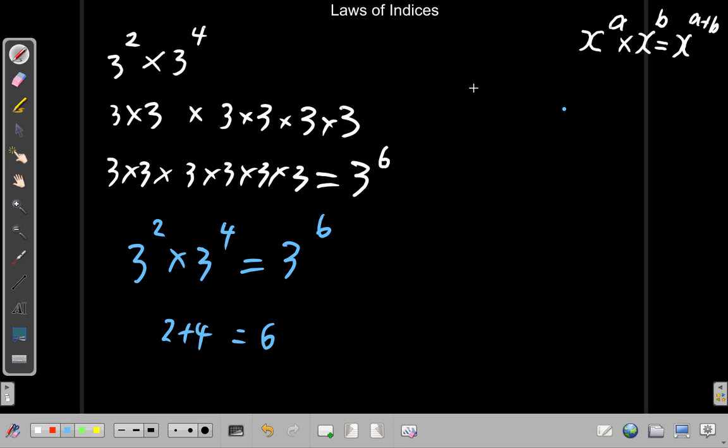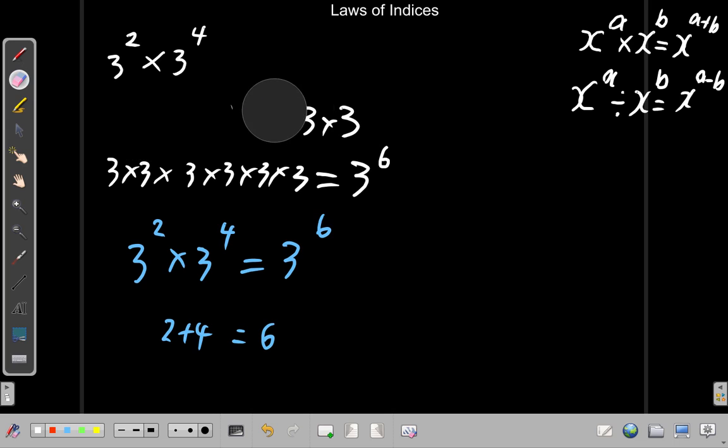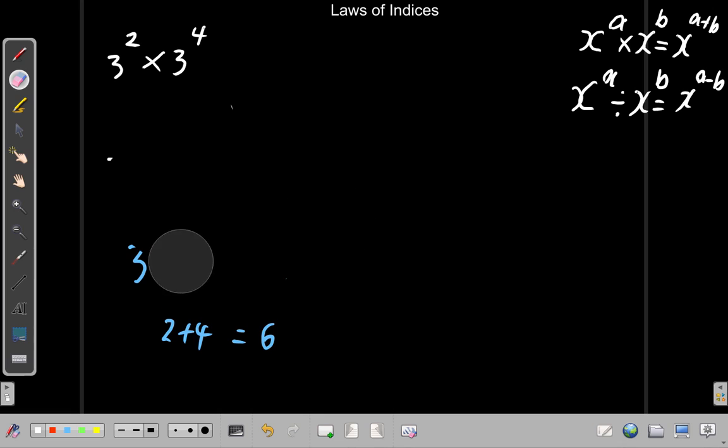There's a second law of indices that has to do with division. Here, if you have x to the a divided by x to the b, it is the same as x to the a minus b. You subtract the indices this time. Let's see how that will work using an example.